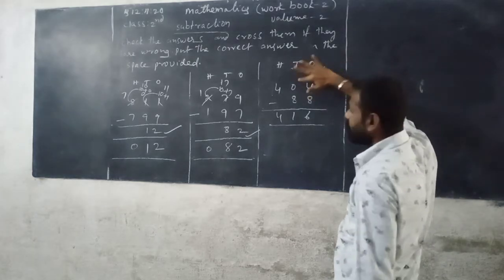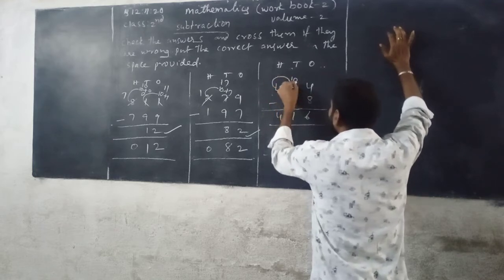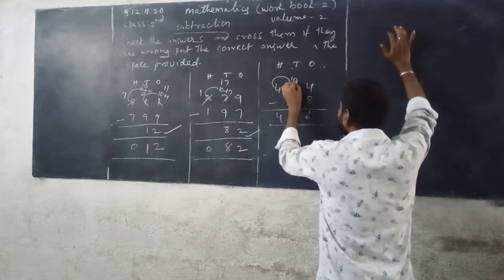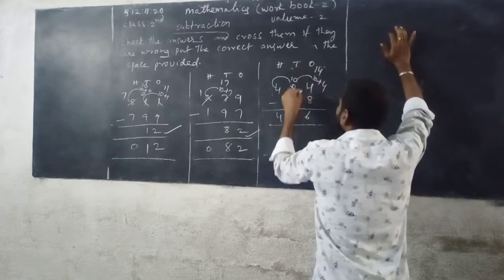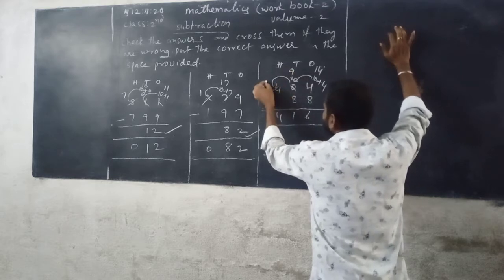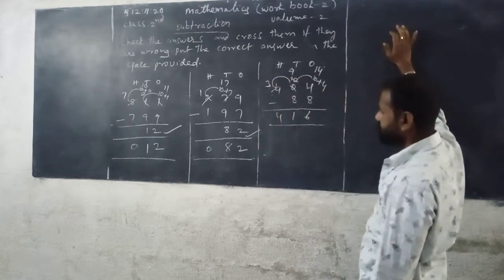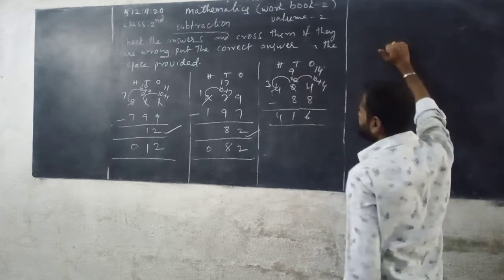Now take borrowing from 4. So 10, 10 plus 0, 10. Again this 10 gives a borrow to the next digit, 10 plus 4, you can get 14. Now 10 loses 1, 10 becomes 9. 4 loses 1, 4 becomes 3. See here, 14 minus 8, 6.